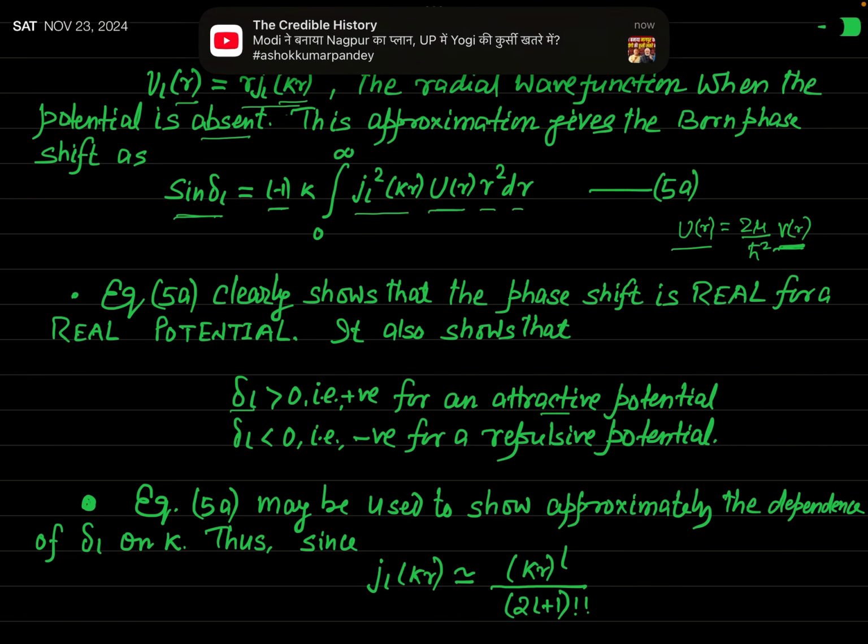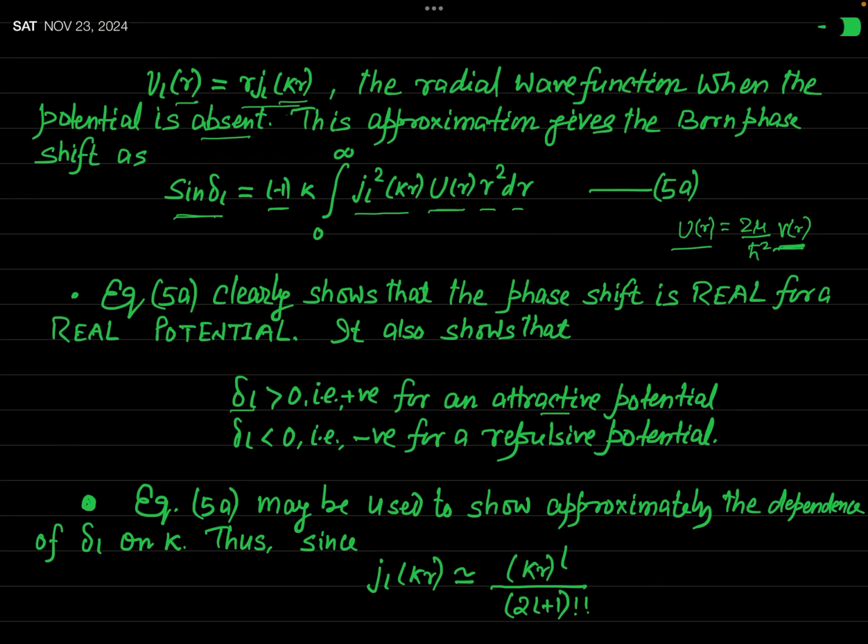If V(r) is positive for a repulsive potential, its sign will be positive, and that's why U(r) will also have a positive sign. And so this minus sign remains here when you find the value of this delta L. In that condition, delta L will be negative. So you must remember that in case of repulsive potential, phase shift is negative, and in case of attractive potential, phase shift is positive. This fact is very important for your objective type questions in your examination.